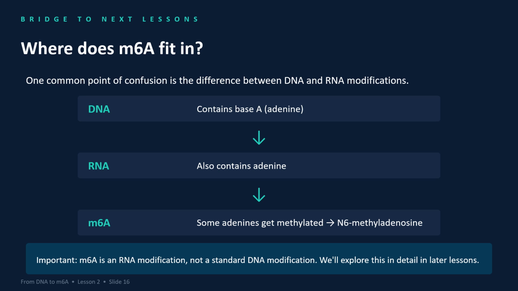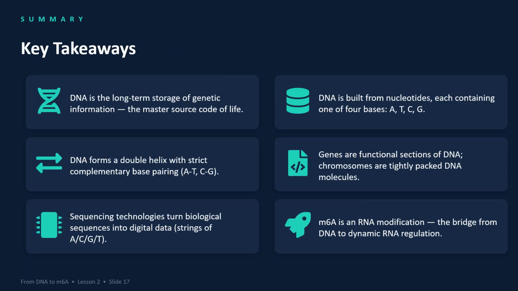Before we finish, let's quickly summarize everything we learned today. DNA is the long-term storage system for life. It uses only 4 letters: A, T, C, and G. Those letters follow strict pairing rules. DNA forms a stable double helix. It is tightly packed into chromosomes. Genes are functional sections of DNA that contain instructions. And sequencing technology converts this biological information into digital data that computers can analyze. Most importantly, modifications like m6A show us that biology doesn't just store code. It also edits, regulates, and fine-tunes the messages produced from that code.